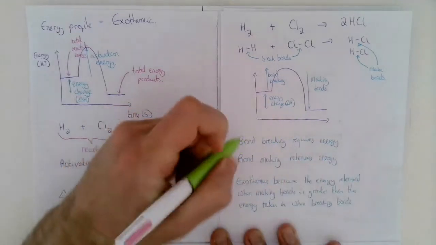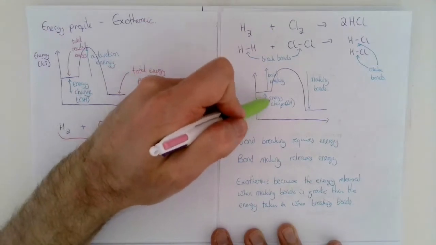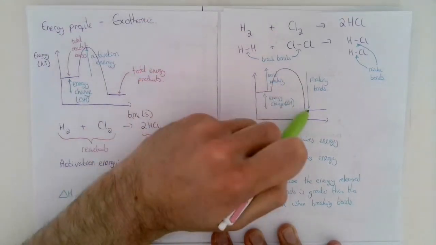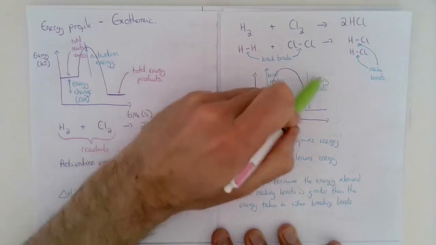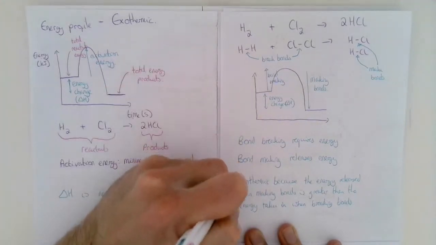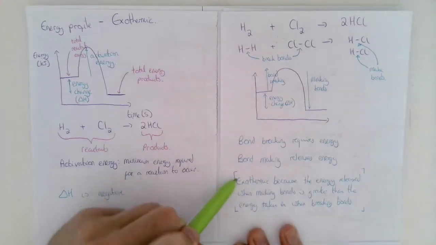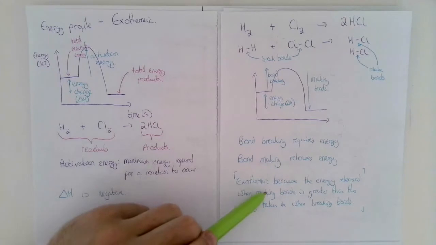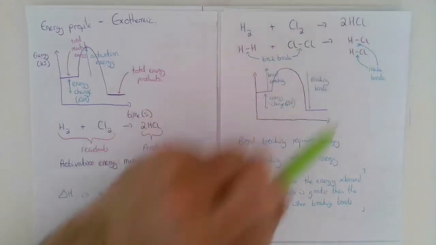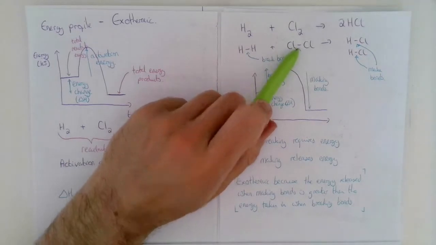So you can think of it simply as the reason this is exothermic, the reason the energy change is negative, the reason why products are lower in energy than reactants, is because that number is bigger than that one. But that is the key idea. You need to be able to use that in exam answers. So exothermic because the energy released when making bonds, when we make these bonds, is greater than the energy taken in when we break these two bonds over here.